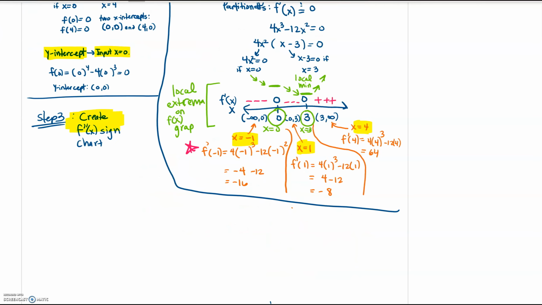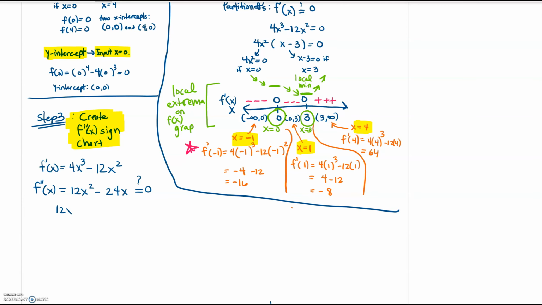Okay, now it's time to create the second derivative sign chart. So I'm going to take the first derivative, which was 4x cubed minus 12x squared, and use the power rule to find the derivative of f prime. So that'll give me 12x squared minus 24x. Okay, and again, to find the partition numbers, I need to set that equal to 0. It will never be undefined because it's a polynomial, but it will be equal to 0.